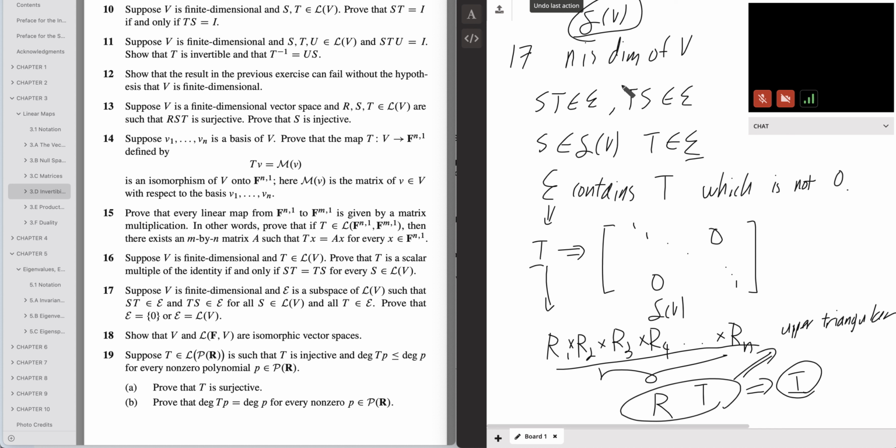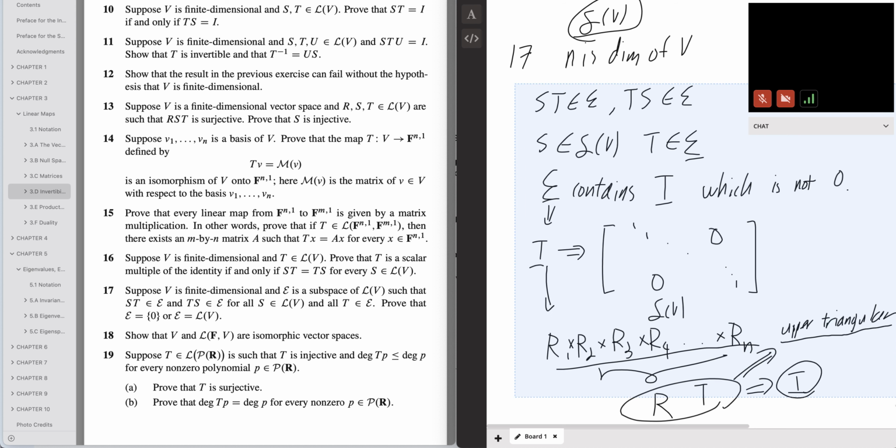But if you have a non-zero matrix T, which is in epsilon, but you don't end up with this identity matrix, which means it's not invertible. So T is some sort of not injective, not surjective, not invertible operator, whatever you call it. Then you need to perform something a bit more complicated.